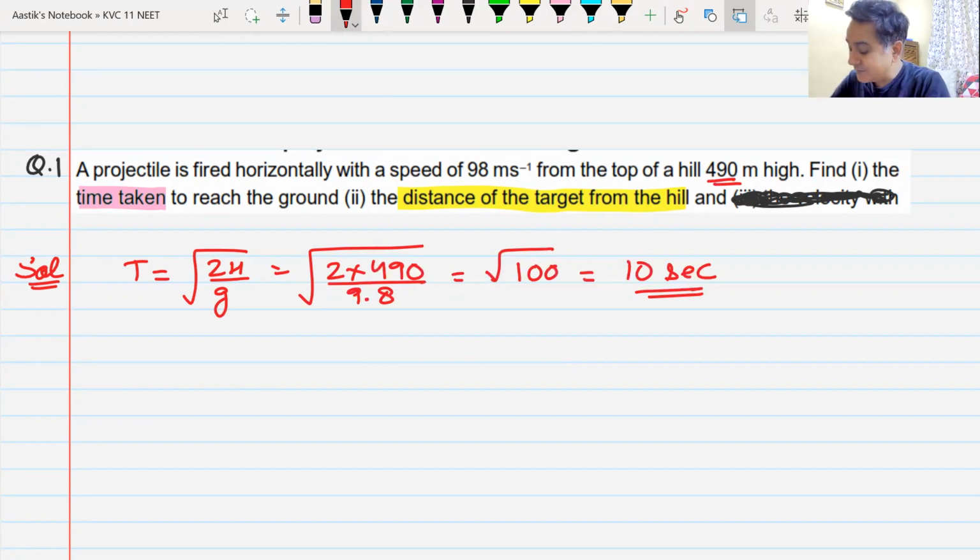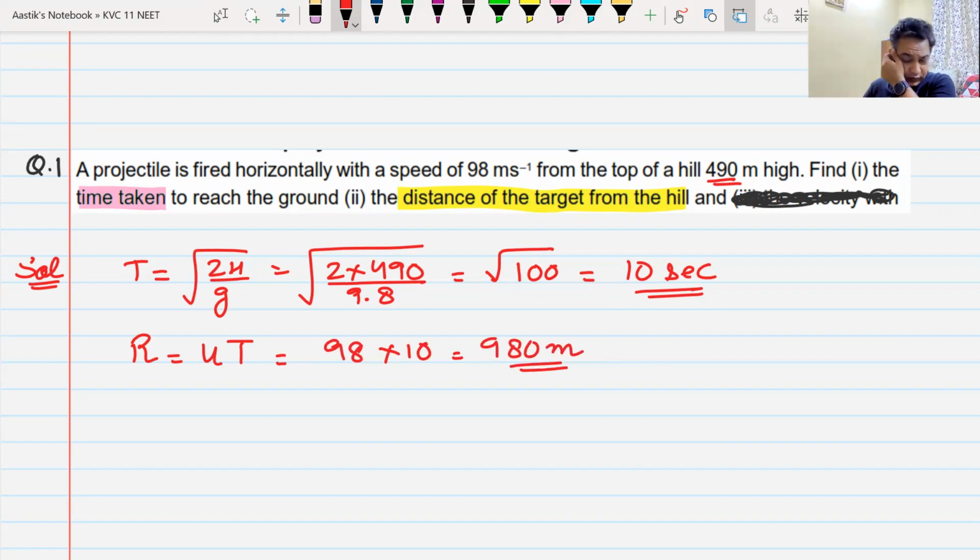Okay. The second part was to find the range. Now there are various ways to find this range. I will use the formula u multiplied by t, because I know u and I know t. u is 98, time is 10. So it is 980 meters. Do we understand this?